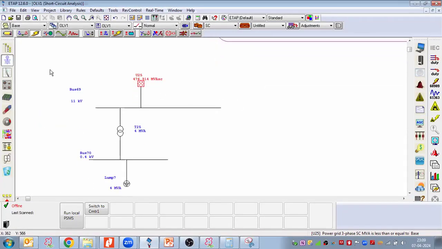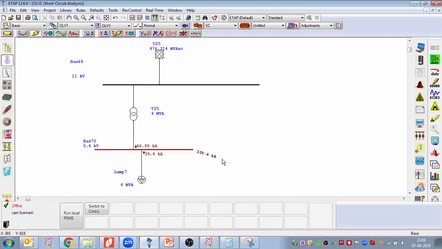And then if we run the short circuit current, and then if we see the fault on this bus, how much is it coming? 105, right? 105 kiloampere. 40 kiloampere is injected by this lump load, but 66 kiloampere is injected by this transformer on this system. So 66 kiloampere fault current is very high, which is injected by the transformer. On this bus bar, the fault current is coming 105 kiloampere.